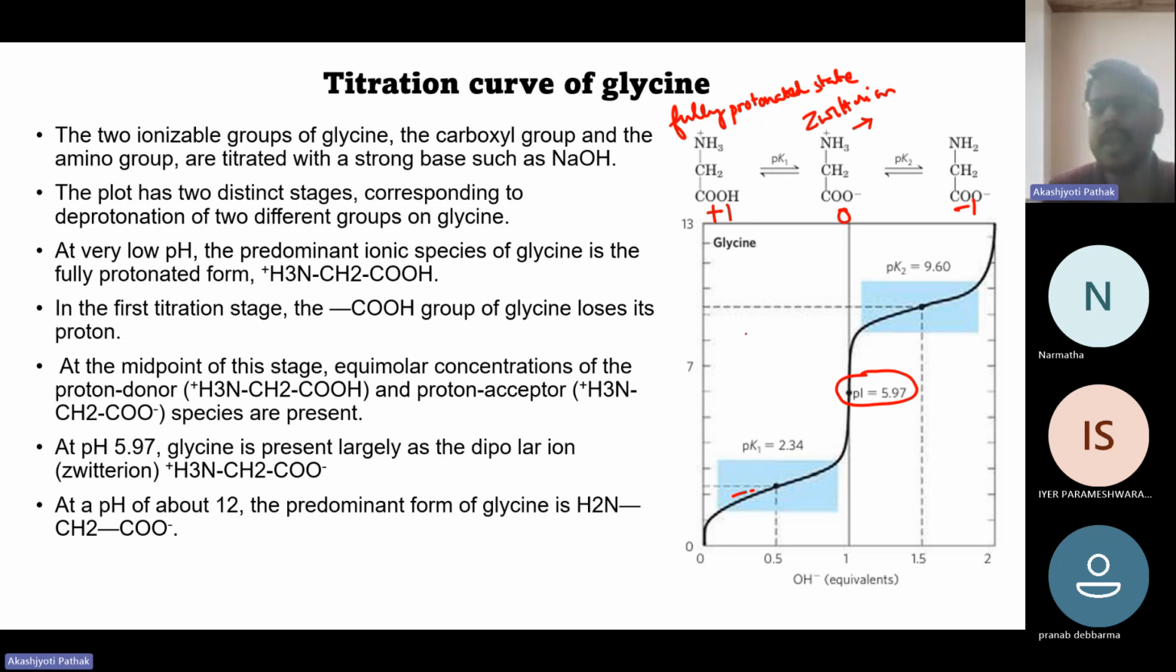So what is pI? pI is the pH at which the net charge on the molecule is zero. So at pH 5.97, the net charge on the molecule is zero. So this pH is called the isoelectric point. So basically pI is the isoelectric point.